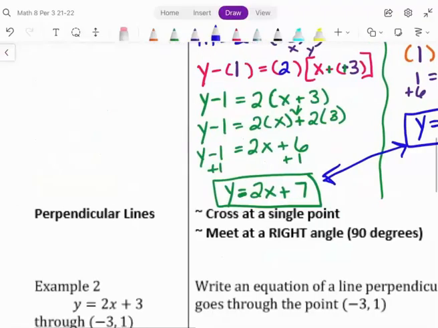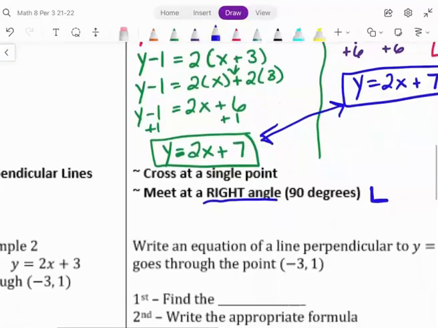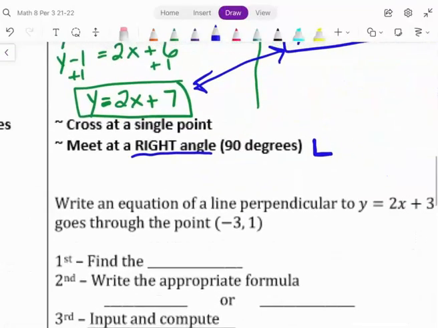So the next section is perpendicular lines. Perpendicular means they cross at a point, they meet at a right angle. So remember, C is corner and right angle. The words you need to remember for this, and you're going to need them this year, and you're going to need them next year, and the year after, and the year after, are opposite, reciprocal.